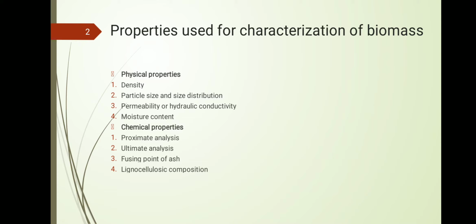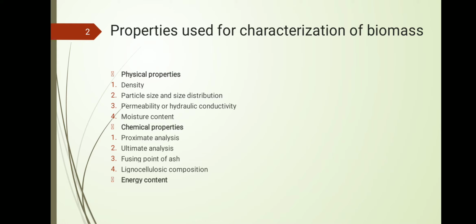And this is very important for anaerobic digestion, biogas formation. The lignin content should be very low. If the lignin content is very high, these bacteria will not be able to digest this biomass. So in that case, the lignocellulosic composition is very important.